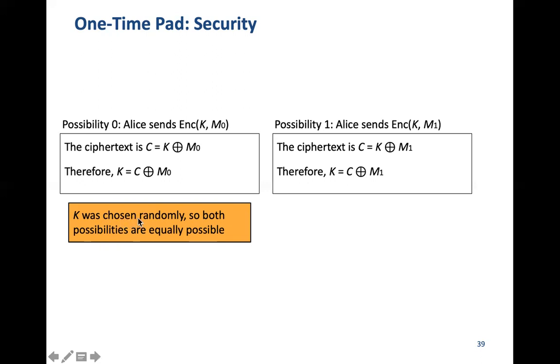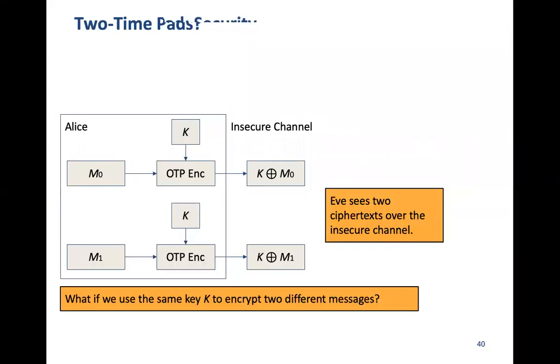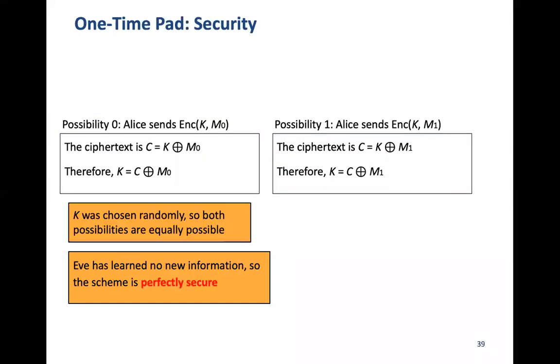So K is chosen randomly, and both possibilities are equally possible. Hence Eve learned no new information and the scheme is perfectly secure. Just go through it and you'll understand what I mean: if Alice encrypts with a randomly chosen key M0 or M1, then it does not give any additional information to Eve.